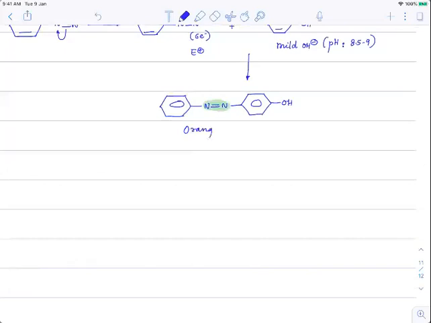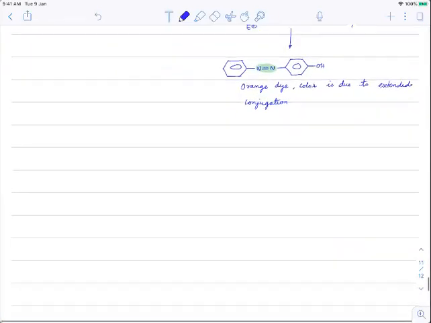So we have an orange dye. This is an orange color dye. Okay. Color is due to extended conjugation. Extended conjugation. From left side to right side, the conjugation will happen. So therefore, you will see orange dyes coming. Is that clear, beta? Right. This is called diazo coupling.